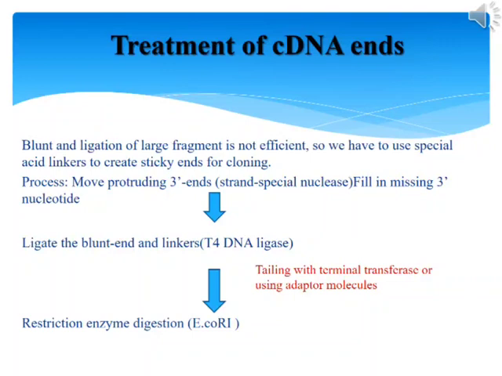The next step is the treatment of cDNA ends. Blunt-end ligation of large fragments is not efficient. So we have to use special linkers to create sticky ends for cloning. Now in order to do so, linkers or adapters can be added to the ends of the duplex cDNA, and after that it can be ligated into the vectors.